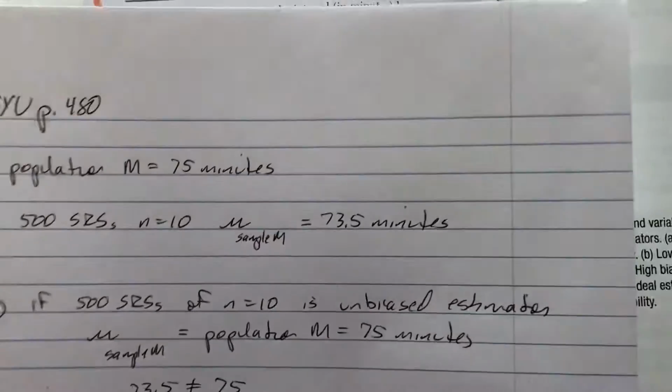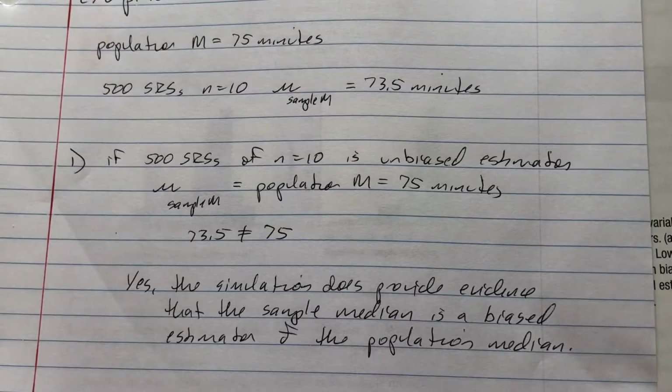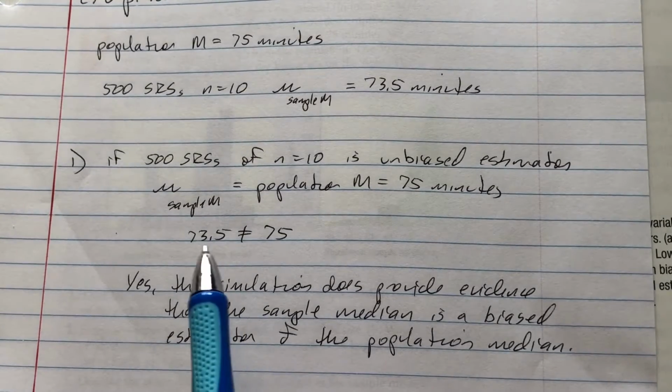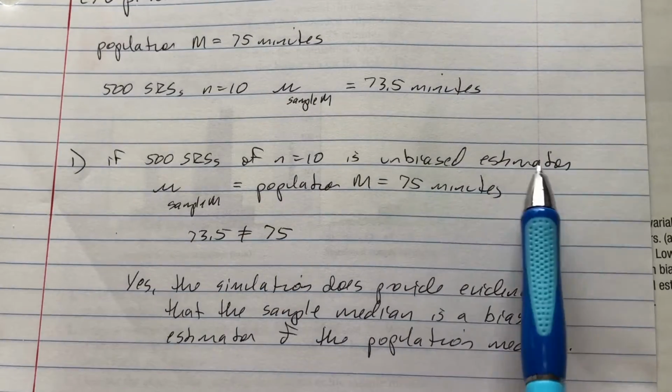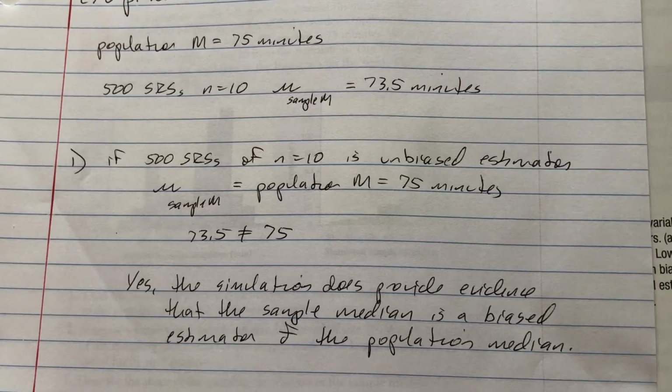Okay? I wrote that down if you want to see. Because these two are not equal. If it was an unbiased estimator, the 73.5 and the 75 would be equal.